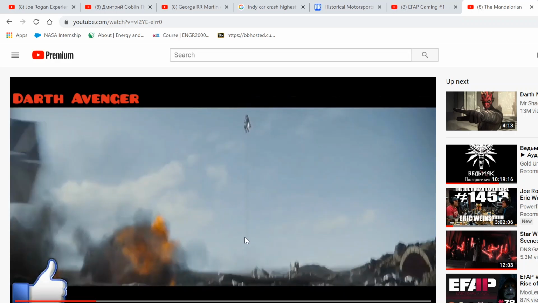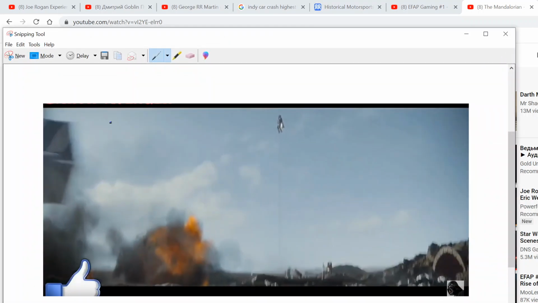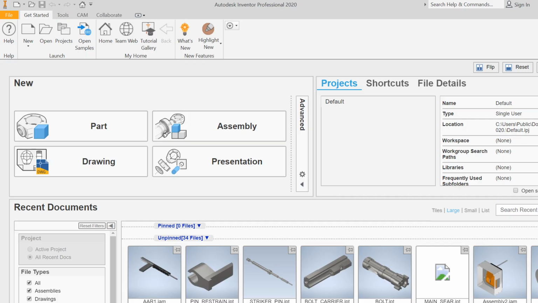Okay, so first things first, we're going to have to make a snippet of this right over here, which I already did. Make a snippet of this particular scene and save it to figure out what the length of this area right over here is. Now we need that.